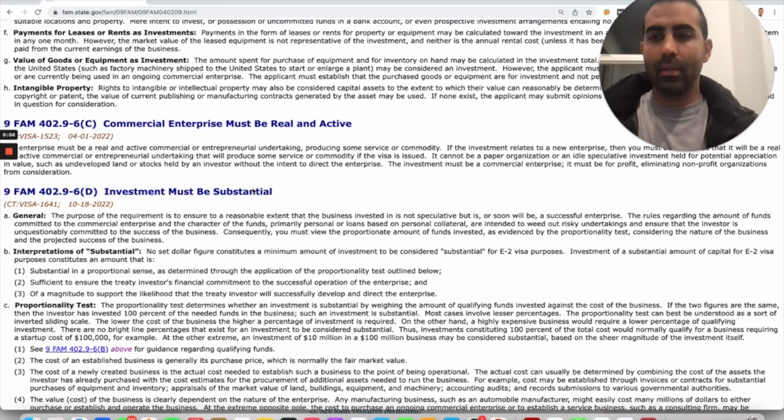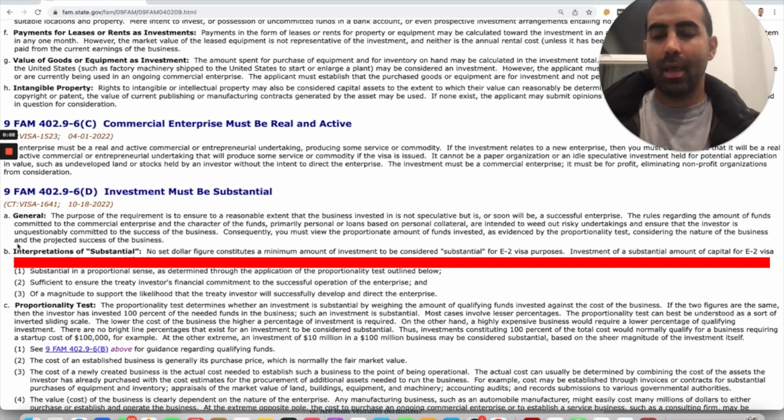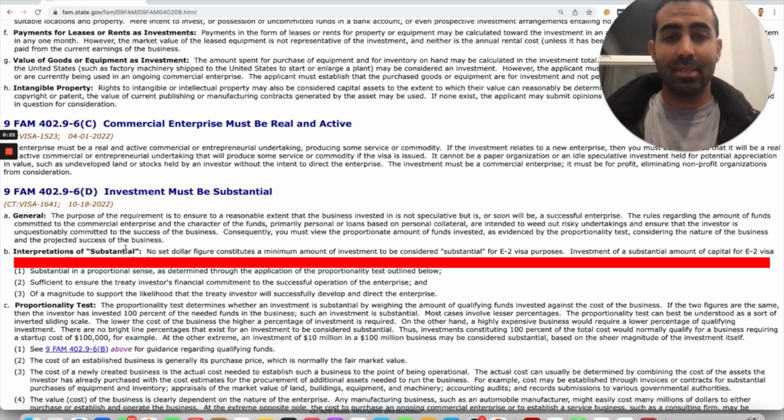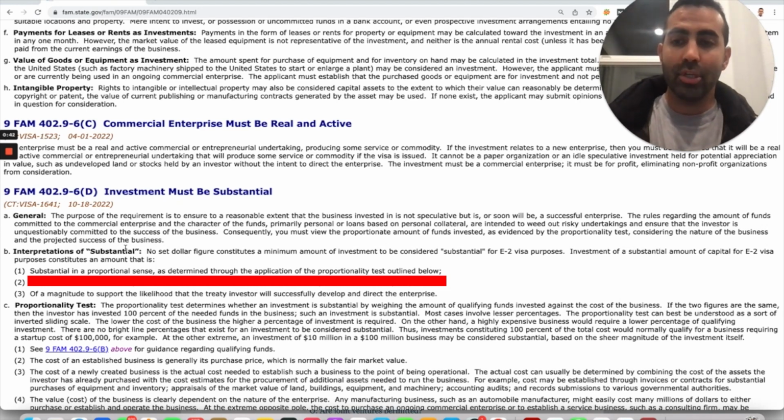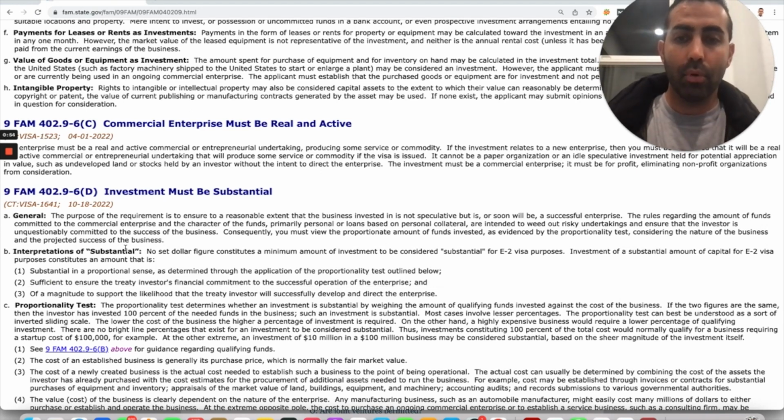So I have the actual regulations pulled up here regarding the E2 visa, and if you can see where I'm highlighting over here, it discusses substantial, and it says interpretations of substantial. No set dollar figure constitutes a minimum amount of investment to be considered substantial for E2 visa purposes. Investment of a substantial amount of capital for E2 visa purposes constitutes an amount that is, and then it breaks down three factors. 1. Substantial in a proportionate sense, as determined through the application of the proportionality test outlined below. And in a moment, I'm going to go over that proportionality test.